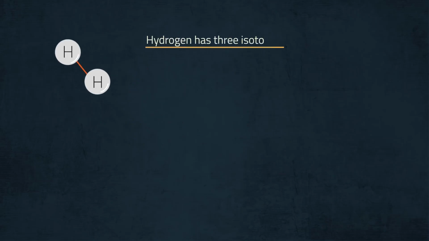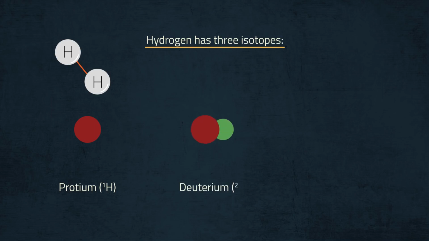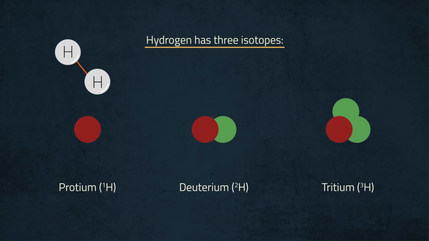Hydrogen has 3 isotopes. Normal hydrogen with 1 proton in the nucleus, the very rare deuterium, or heavy hydrogen, with a proton and 1 neutron, with twice the atomic weight of normal hydrogen, and the artificially made radioactive tritium with 3 neutrons.